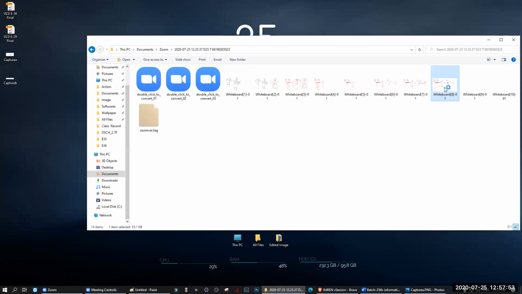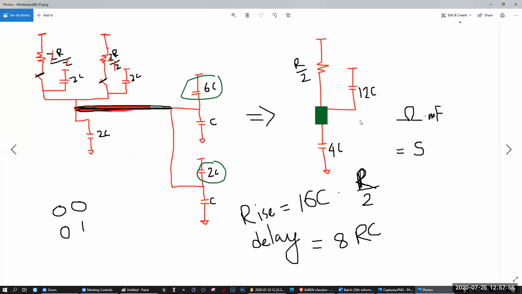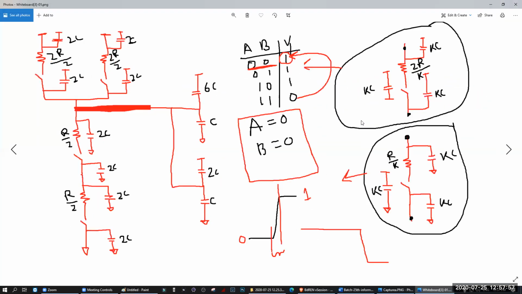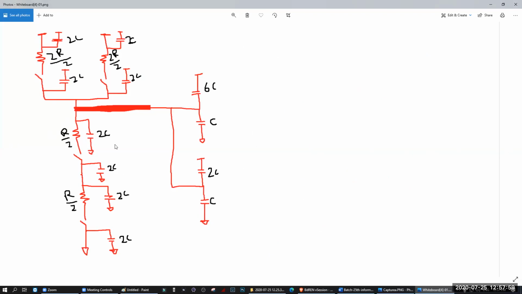Okay, see this. From this point, you make your 0, 1. From this point, that means this is your base point where all the connections are open. That time now you find the rise delay for 0, 1. That means A is 0, B is 1, right?